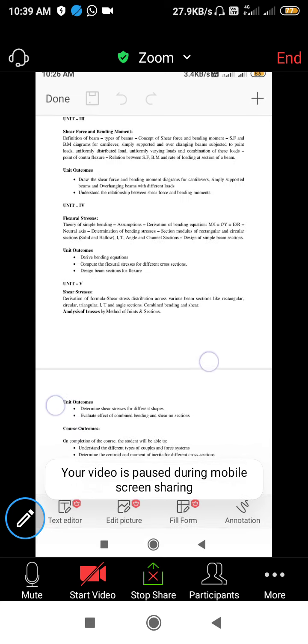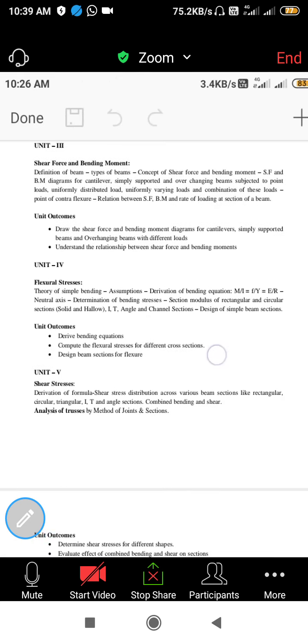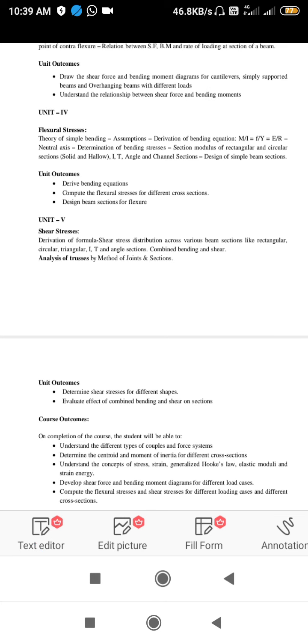So these are the 5 units. Next, 5th unit, shear stresses. Okay, these are the 5 units in your syllabus. You can follow the textbooks: Strength of Materials by Bhavikatti, Strength of Materials by Bansal, and Strength of Materials by Williams. So these are the 3 books I am referring. You can take any one book or you can follow all 3 books. I have no problem.